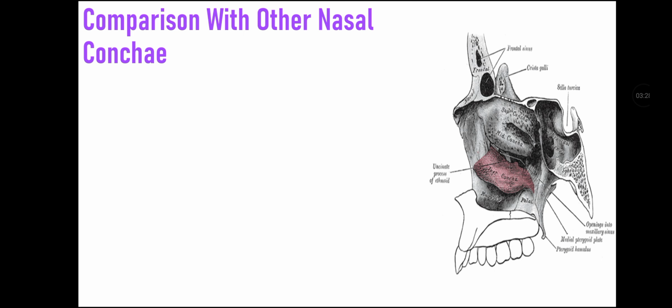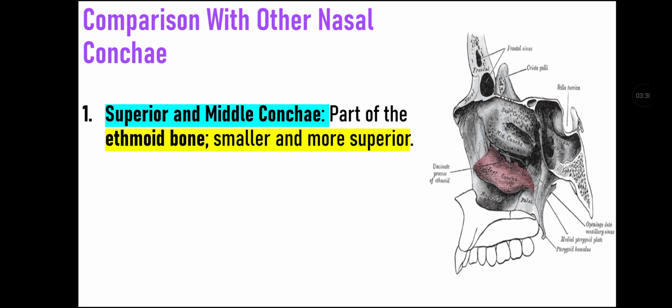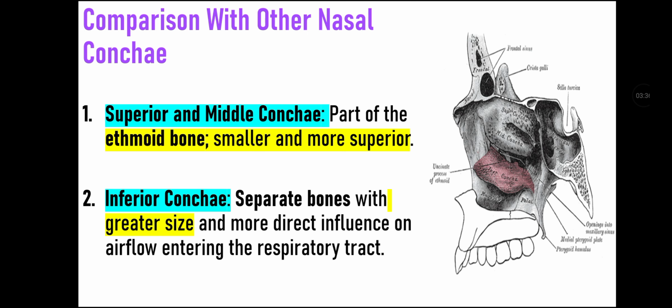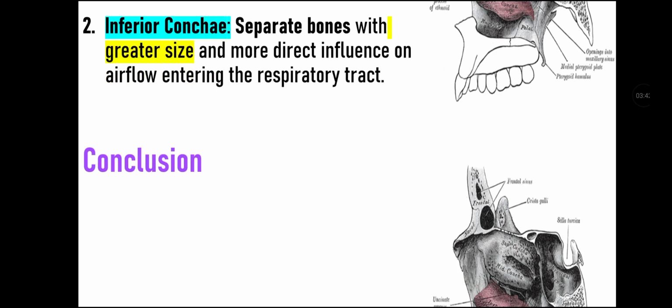Now let's compare the inferior nasal conchae with other conchae. Superior and middle conchae are part of the ethmoid bone. They are smaller and more superior, while the inferior conchae are a separate bone with greater size and more direct influence on airflow entering the respiratory tract.